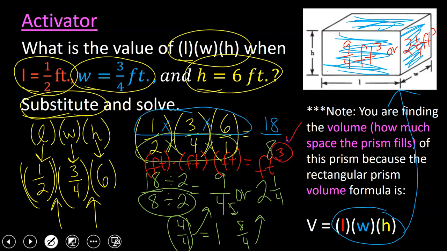Think about what you've learned about exponents. This exponent tells you how many times the base is being multiplied together. So feet cubed is the same as feet times feet times feet. So that is why the units for volume have a power of 3. So our answer is 9/4 feet cubed, or 2 and 1/4 feet cubed.